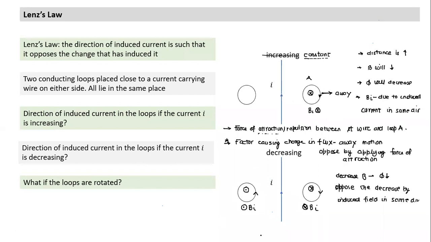Why does the induced field try to oppose the change? What will happen if it doesn't oppose? If the induced field also creates a force in the same direction, it will give slight away motion and keep accelerating. It will keep gaining energy, which doesn't happen. It would create a source of energy, and nature doesn't act in that fashion.